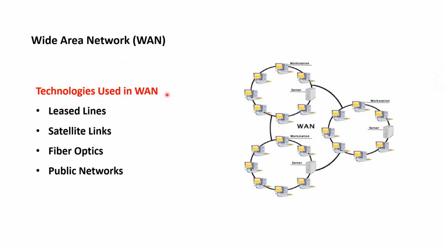Some of the technologies used in WANs are leased lines, dedicated circuits provided by telecom operators for reliable and secure connectivity between locations. Satellite links are used for remote or hard-to-reach areas, providing connectivity via satellite communication. Fiber optics provide high-speed transmission using fiber optic cables, often used for backbone connections in wide area networks.